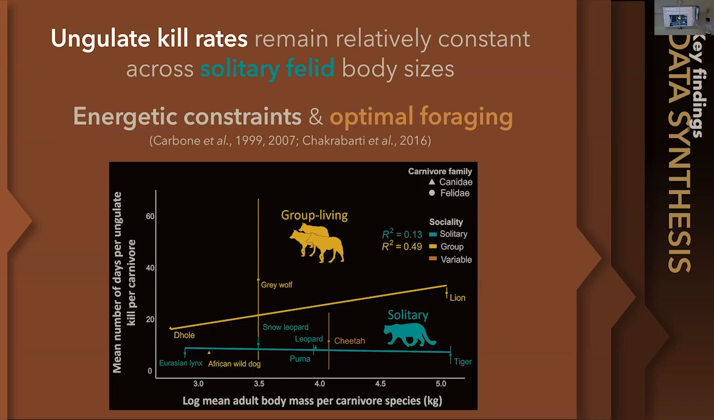So Eurasian lynx, which weighs about 18 kilograms on average, through to a tiger around 150 or 160 kilos. So there's a nearly order of magnitude difference in weight, but the kill rate doesn't change. And this conforms with research by Chris Carbone and others, which indicates that large terrestrial carnivores are energetically constrained to hunting relatively large prey, and probably represents optimal foraging as well.